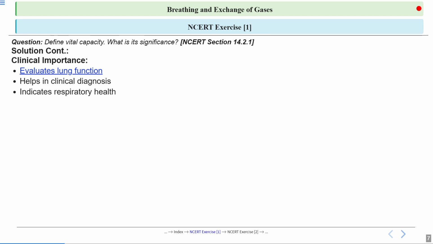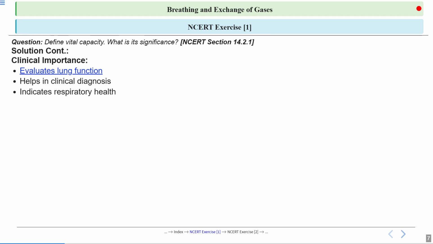Indicate respiratory health, and it tells about how your lung is, what is the health of your lung, whether it requires any medication or you are healthy, or whether you require any proper breathing exercise. That will be prescribed by the doctors. But this is the way to know whether our lung is working properly or not, right? So that is why measuring of vital capacity is very, very important.